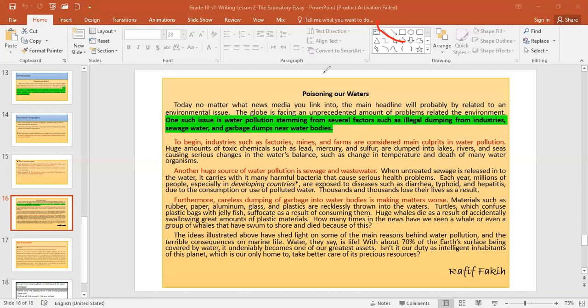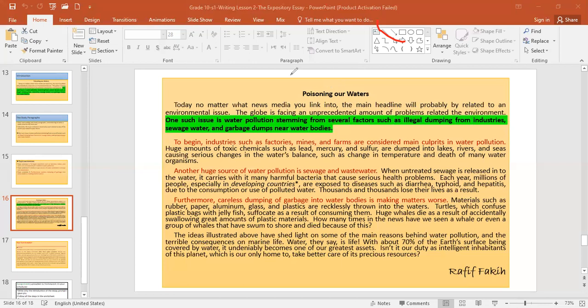The ideas illustrated above have shed light on some of the main reasons behind water pollution and the terrible consequences for marine life. Water, they say, is life, with about 70% of Earth's surface being covered by water. And undeniably it is one of the greatest assets. Isn't it our duty, as intelligent inhabitants of this planet, which is our only home, to take better care of its precious resources?